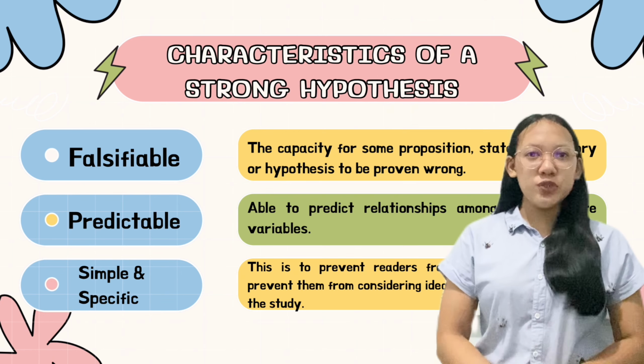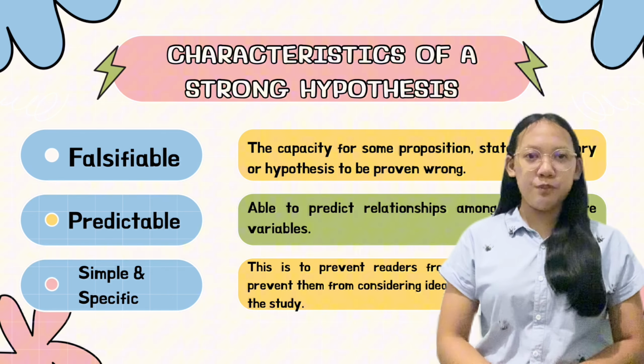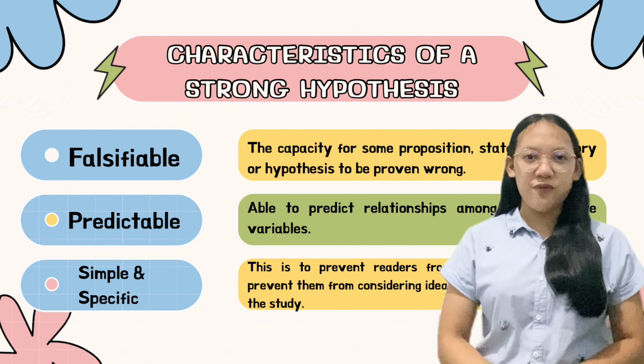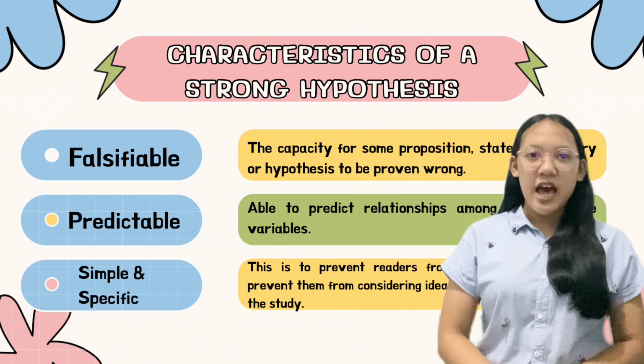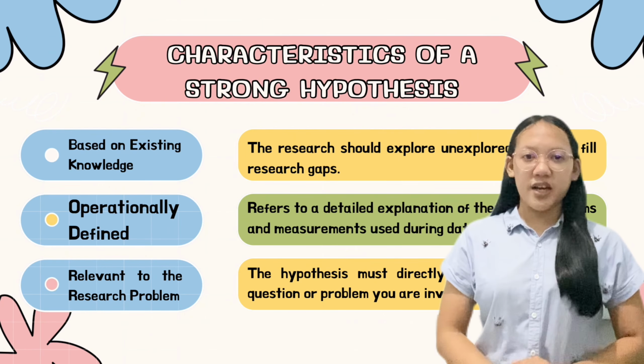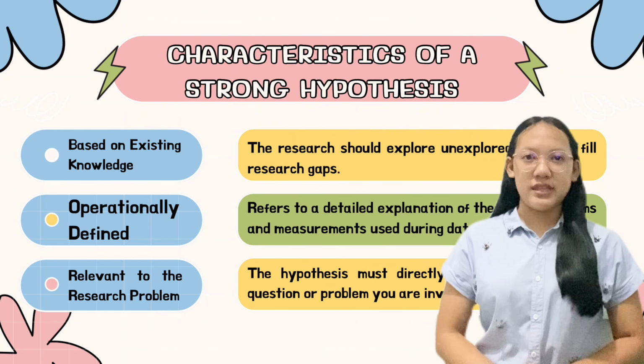Second, it needs to be predictable, clearly outlining the expected relationship between your variables. Think a cause and effect. Also, it should be simple and specific, easy to understand, and focus on your research question. Let's continue with the characteristics of a strong hypothesis.